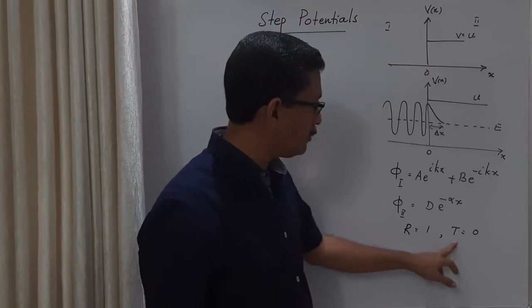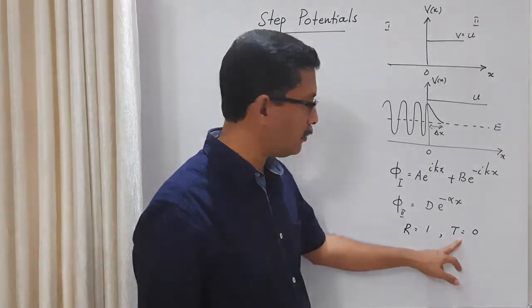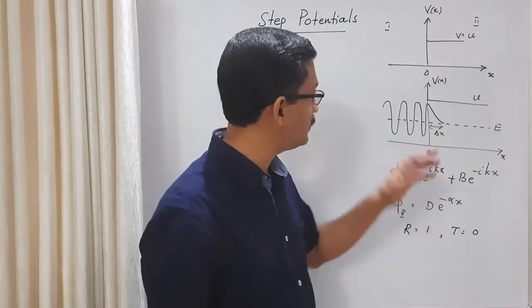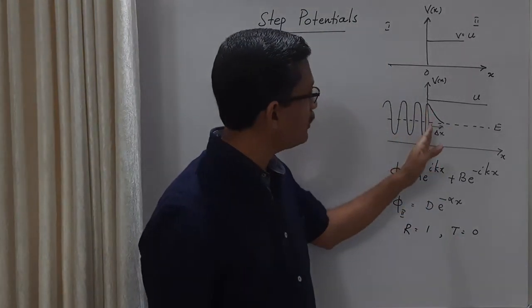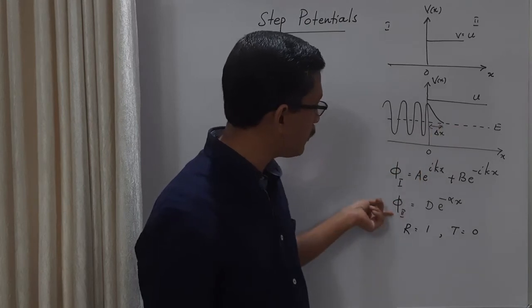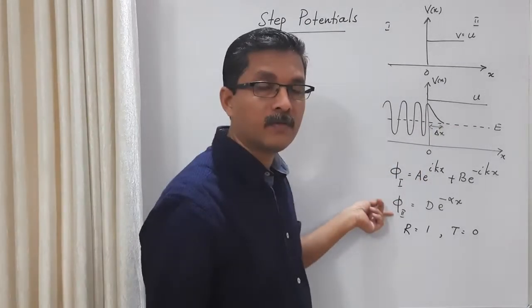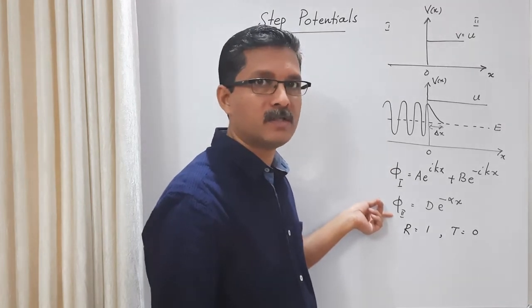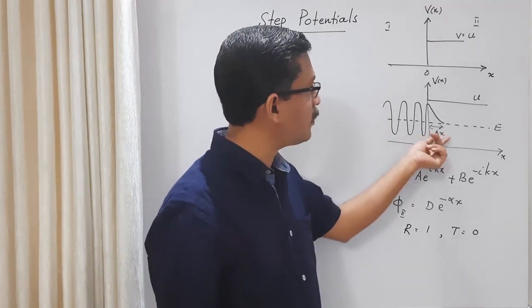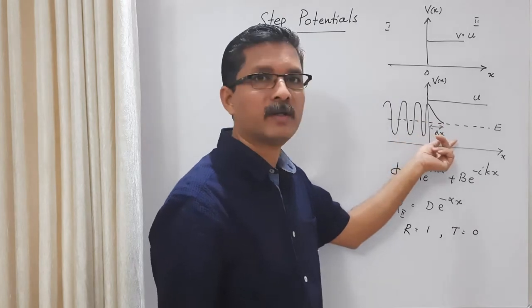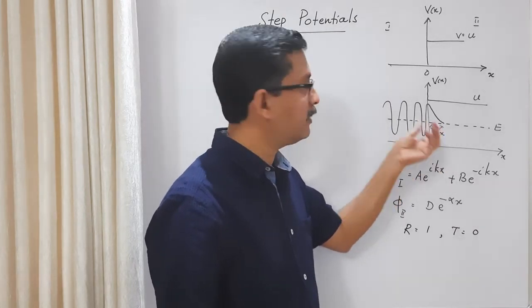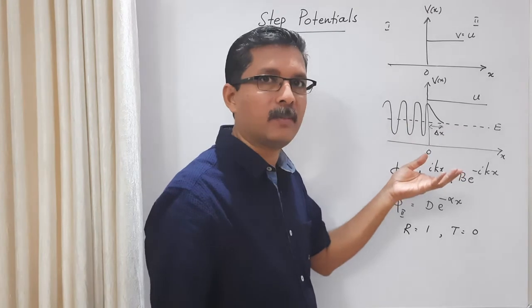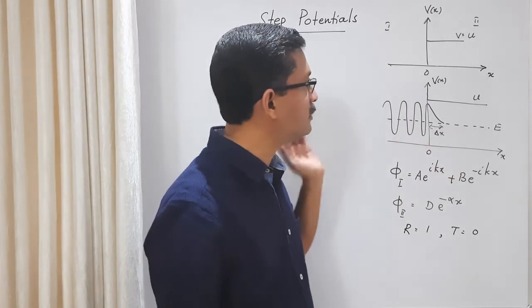Even though we have seen that transmission probability is 0 in this situation, there is some probability of finding the particle in region 2. For example, probability density is non-zero. We can perfectly talk about probability density, which is proportional to number density of particles. So there is some number density of particles in region 2. But we cannot say that they are traveling particles. Okay, ultimately all the particles are reflected back.